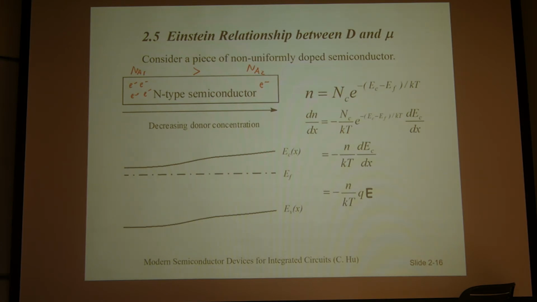And if you have this kind of situation, then you will know what will happen first. This is a non-uniform dopant. Diffusion, right? We talked about diffusion. So the electrons tend to diffuse. This is diffusion.